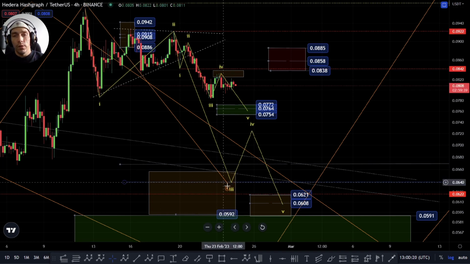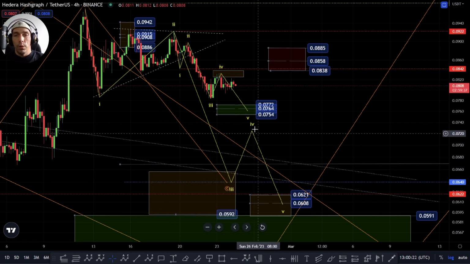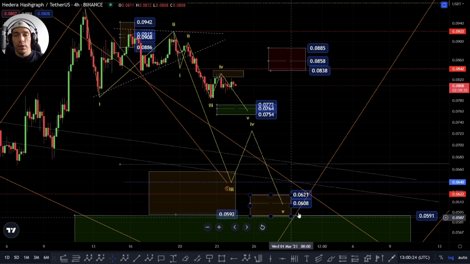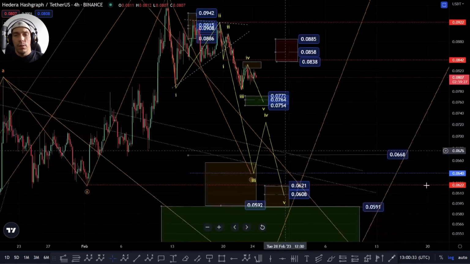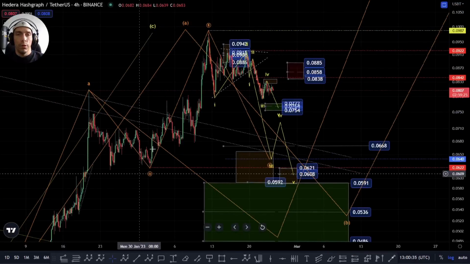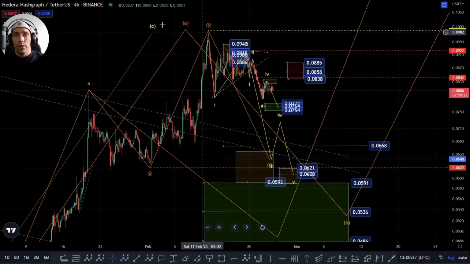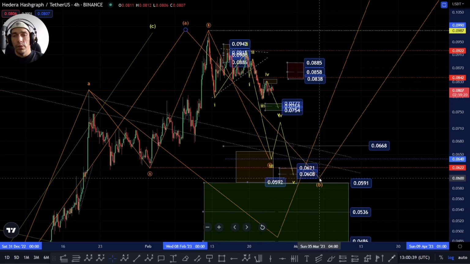If we do move down into this area, there would then be a third wave location with a fourth and a fifth, potentially down into this 0621 to this lower range here, which doesn't have a mark. This is 0590. So if we do get this move down like this, then we could look potentially for this to be a flat correction as a B wave, and then look for that C wave to the upside from there.